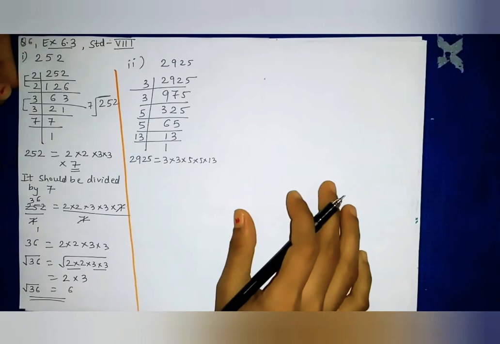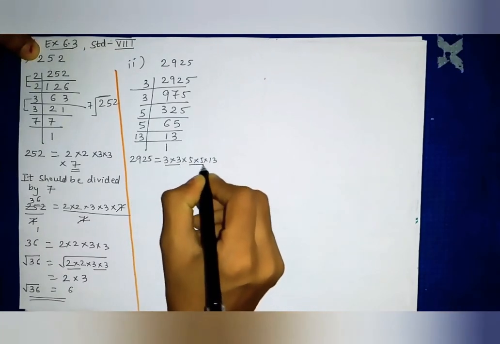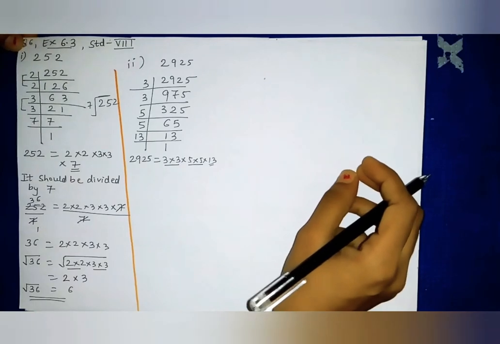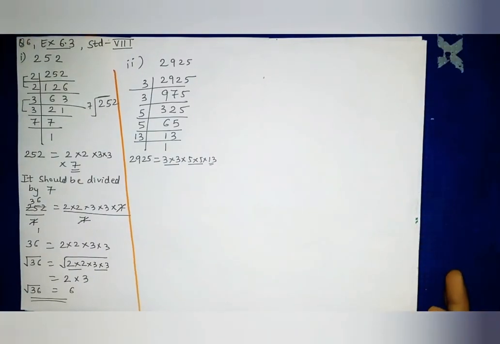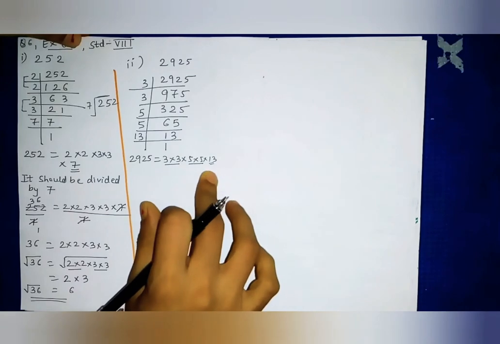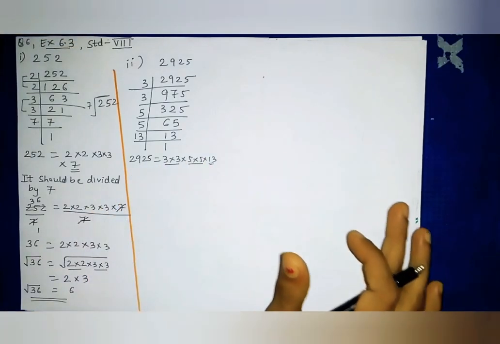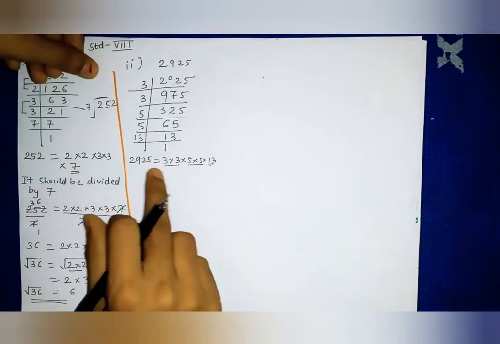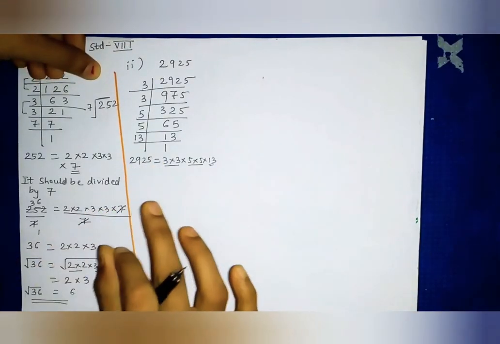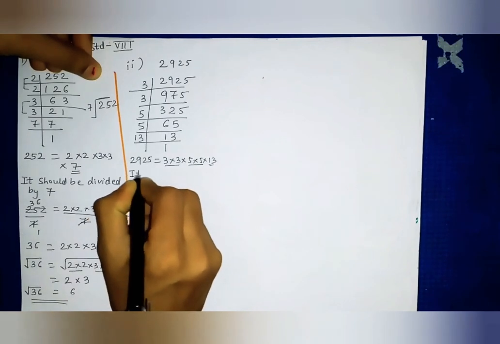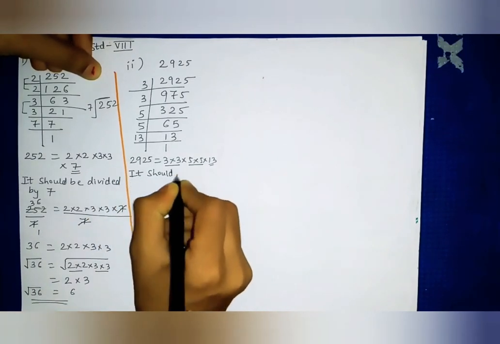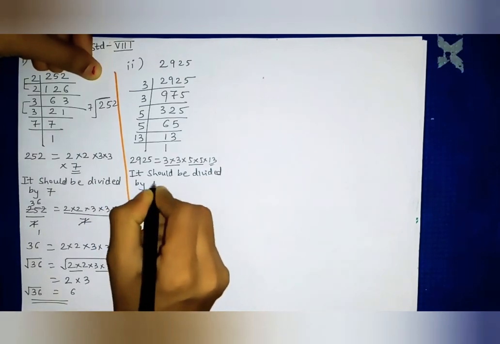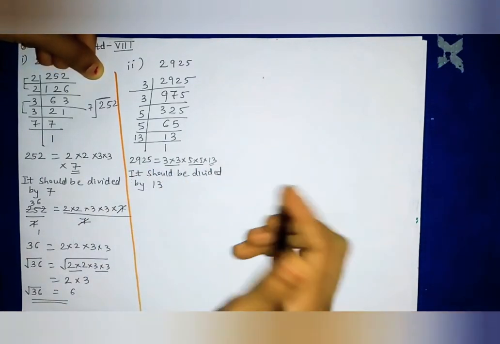Now as you can see, this 3 is 2 times, 5 is 2 times. 13 is only 1 time. There is no pair of 13. So this 13 should be removed. So if 13 is removed, okay, this number will become a perfect square number. So we have to divide by 13. So it should be divided by 13. So we will write down that it should be divided by 13.